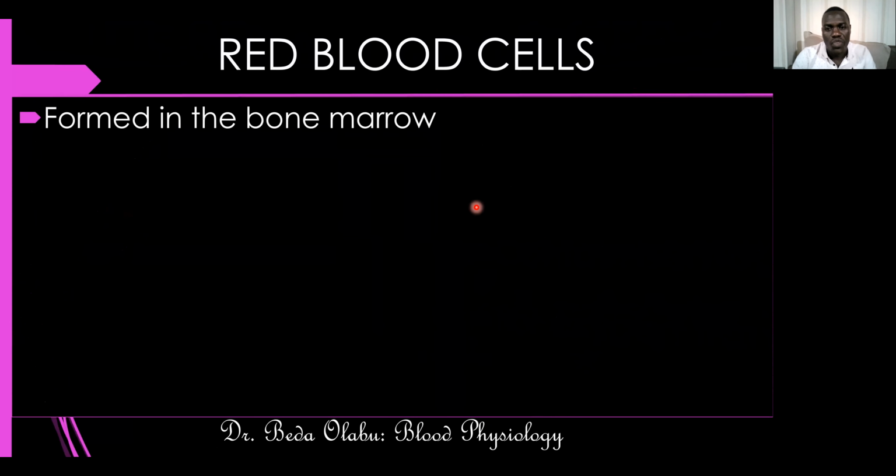Where do we form the red blood cells? Red blood cells are formed in the bone marrow. Formation of red blood cells in the bone marrow is what we call intramedullary erythropoiesis. After birth, the normal site of formation of red blood cells is the bone marrow.